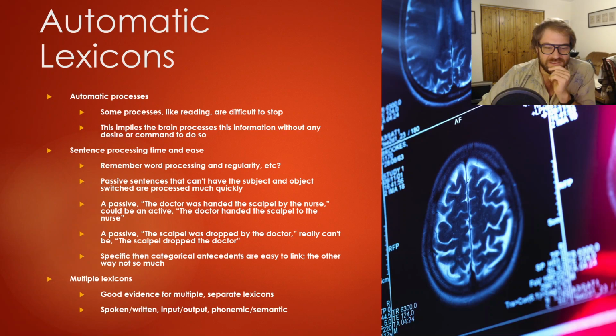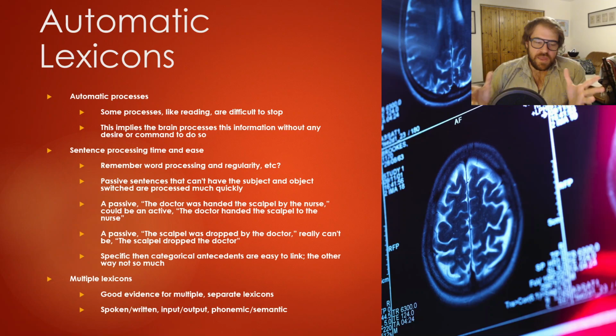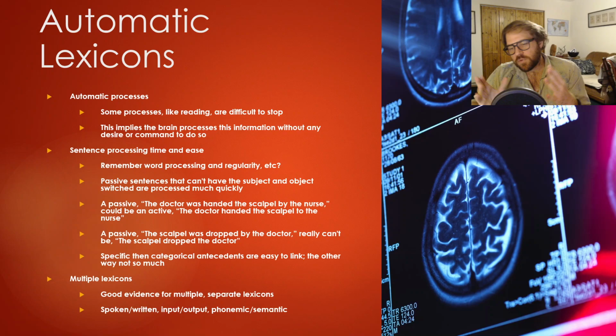All right. So that's processing time. Starting specific, this surgeon, and then the doctor, broadening it. It's easy to link. You can tell that you're referencing the same person, but the other way is difficult. And then we'll talk about different lexicons. Now this relates as well, because we'll see that if you're thinking about things in different ways, you end up having faster processing time.